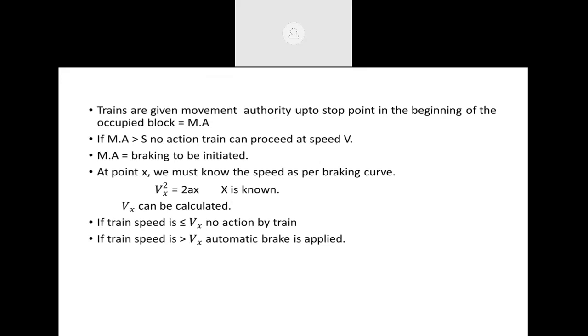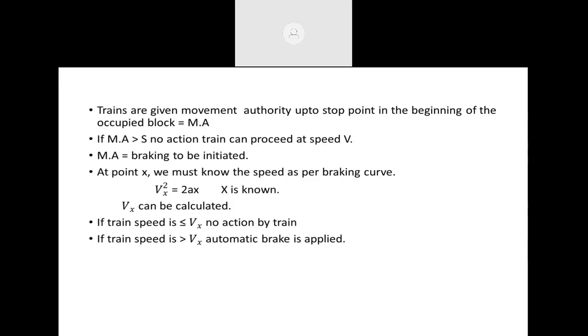Now I have to calculate the braking curve. Take any point X on the braking curve, then we must know the speed as per the braking curve. So Vx square equals A into X, where X is shown in the diagram. Once X is known, Vx can be calculated. If the train speed is less than Vx, no action is required. If the train speed is greater than Vx, automatic brake is to be applied.